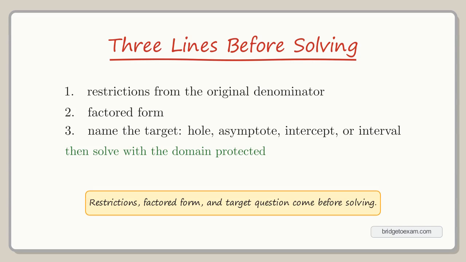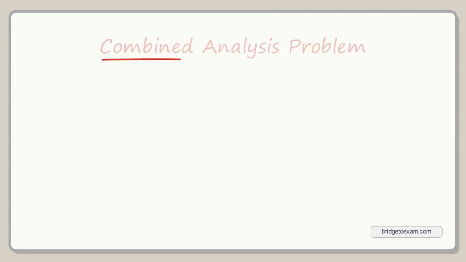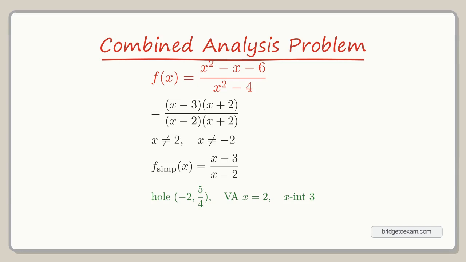For mixed polynomial and rational problems, write 3 lines before solving: the restrictions, the factored form, and the question being asked. Those lines prevent most domain and graph mistakes. Analyze f of x equals x squared minus x minus 6 over x squared minus 4.